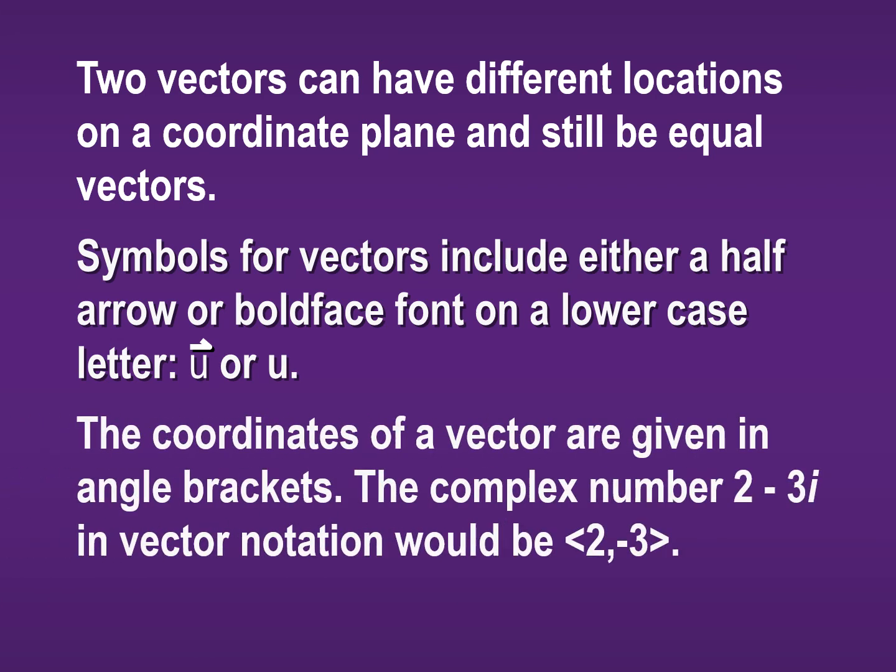And then the coordinates of a vector, instead of having the coordinates of a vector look like this, 2 minus 3i, we can also use angle brackets to show those. So here is the complex number 2 minus 3i, and if we wanted to represent this in vector notation, we would use our angle brackets. We would put our a value, which is 2, and then our b value, which is negative 3. All right, go ahead and try some problems.